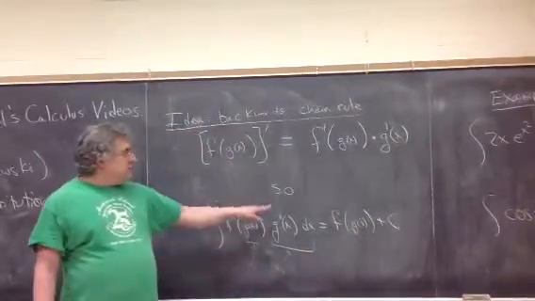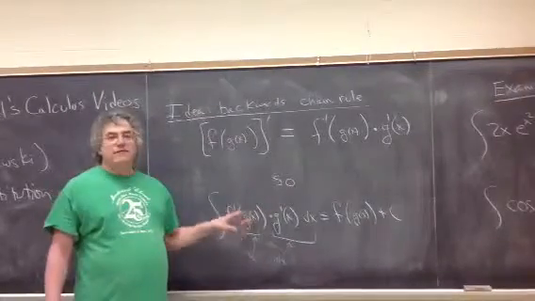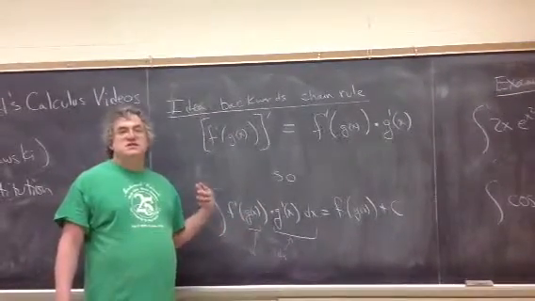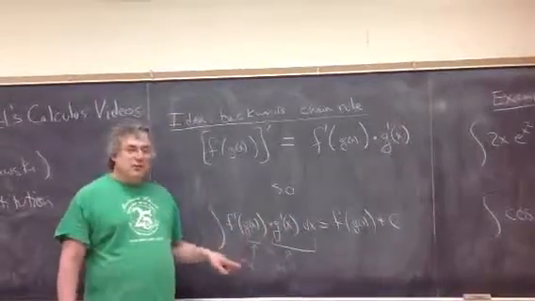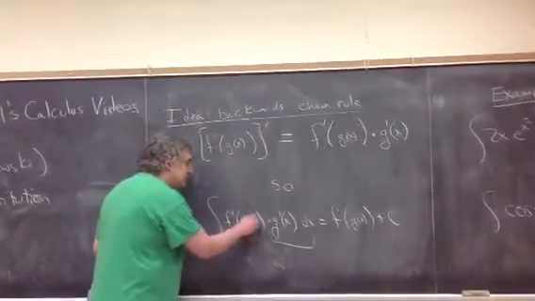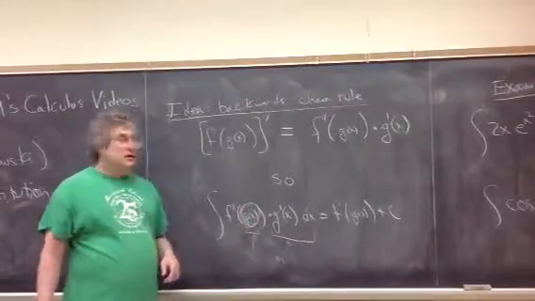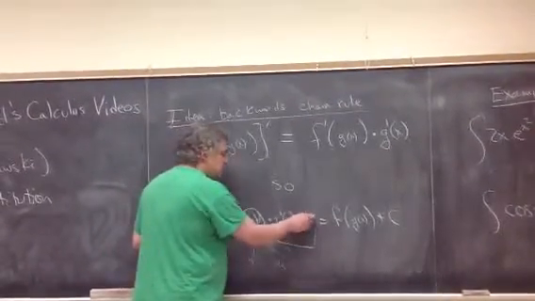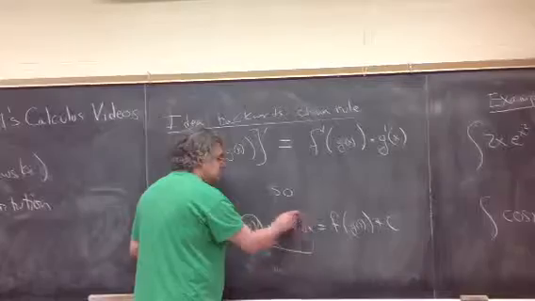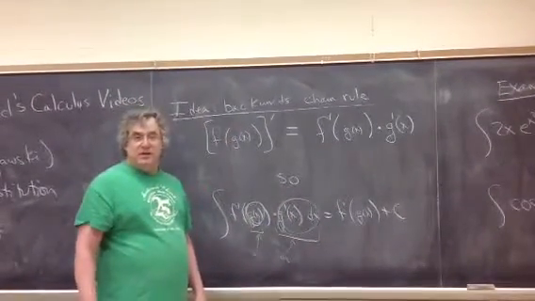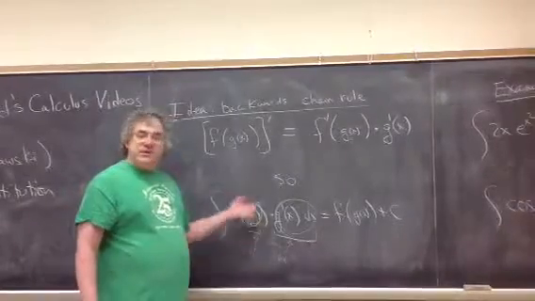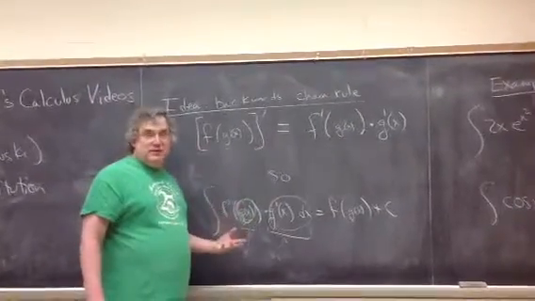But this is messy, so what we often do is substitute a new variable, not x anymore. We're going to call this right here u. And that makes this the derivative of u, so that whole thing is called du. And we make a new integral. That may or may not make sense yet, but let's do an example, and hopefully it'll start to make sense.